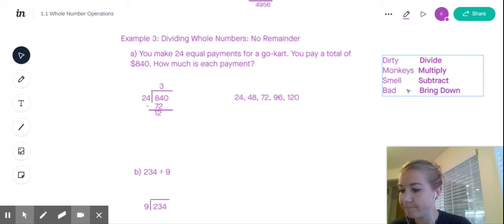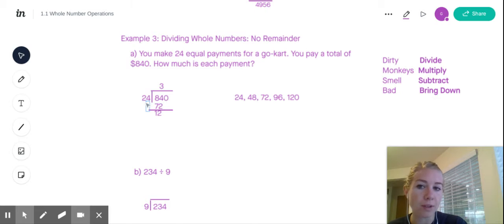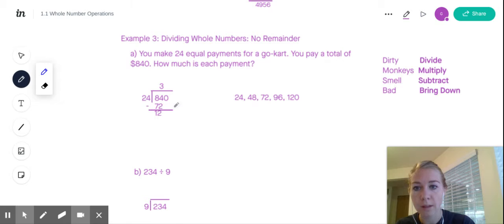Bad, bring down. I'll show you what that looks like in a second. So first of all, can 24 go into 12? No, 24 is bigger than 12, so it can't go into it. So now, bad, bring down. We're going to bring down this 0. So I'm going to do the best I can to draw a little arrow here. We're going to bring down the 0.